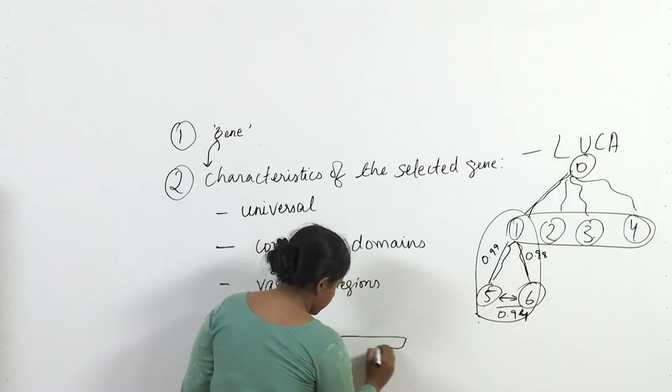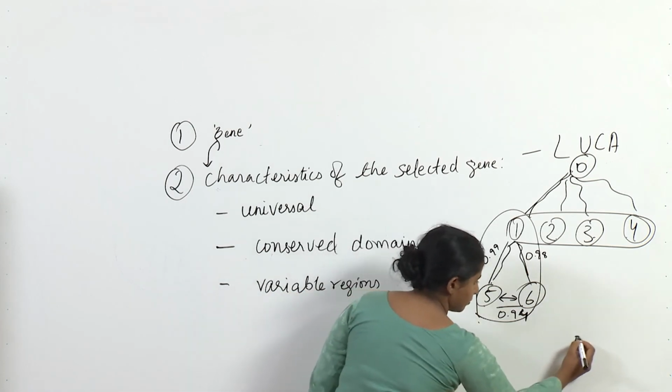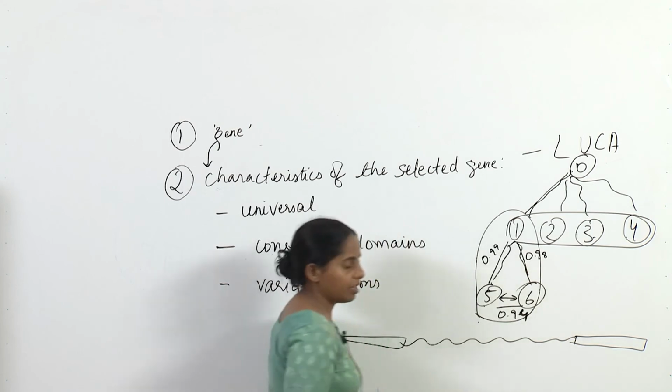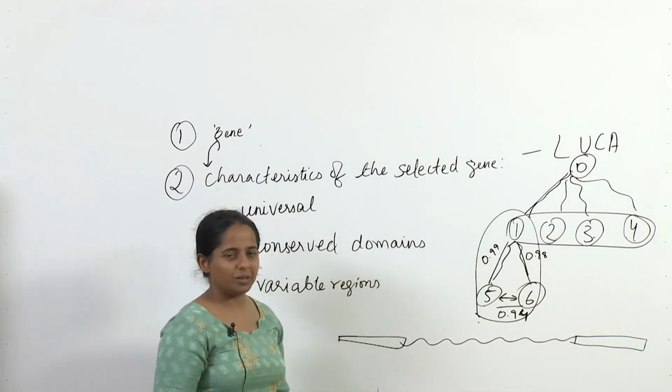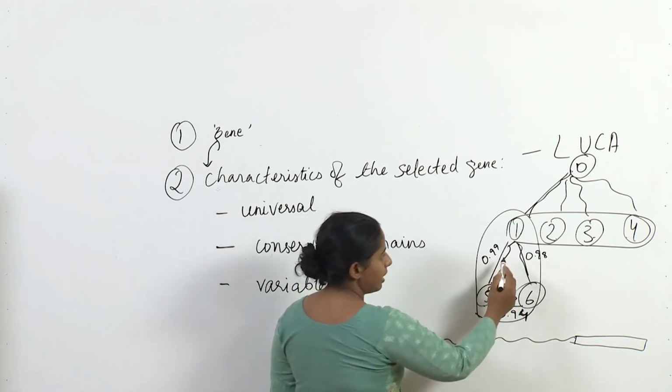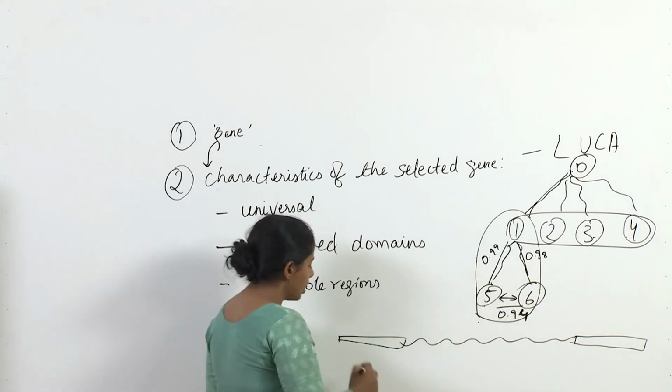These are universal domains, and then there are hypervariable domains where variations happen. So what we do is, when we are seeing the similarity between 1, 2, 3, 4, 5 and 6, we align them.